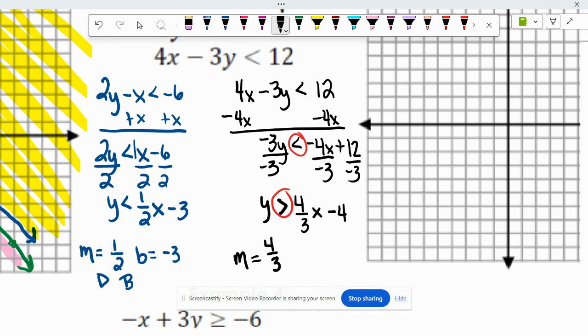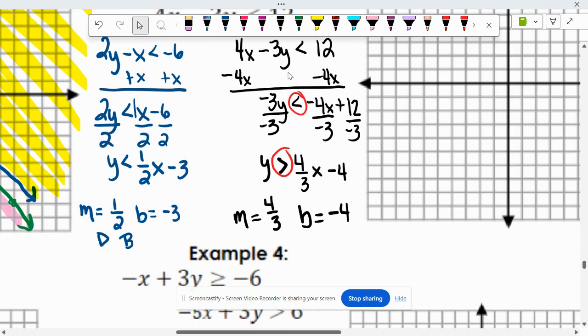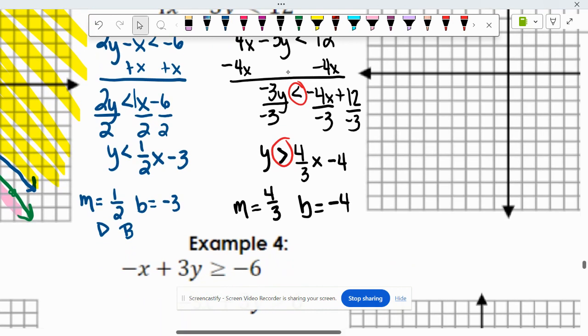Okay, y-intercept. Anyone? -4, good job. So it's greater than, which means solid or dashed, above or below? Anyone? Dashed and above. Okay.